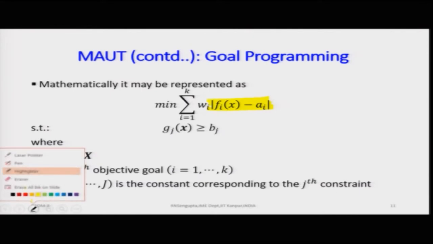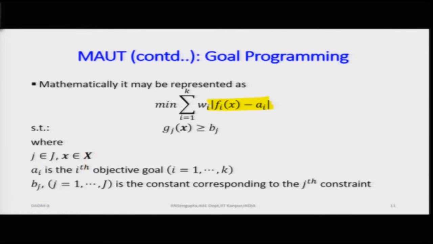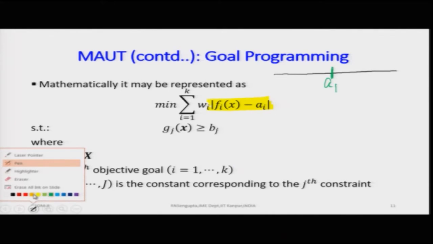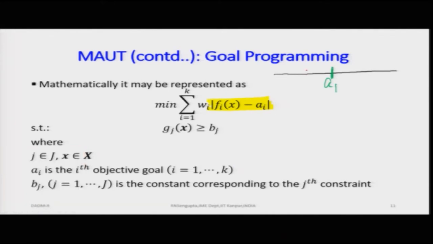So, consider that the actual value obtained, let me use the black line, is the a1 value, and there are some perturbations based on the fact that f1 can be between a1 plus delta and a1 minus delta. And obviously, the question would come: what if the perturbations are unequally penalized?